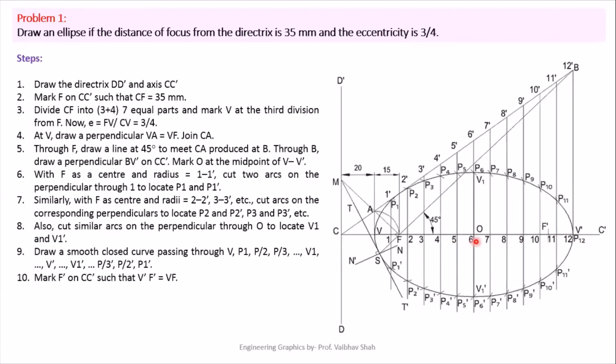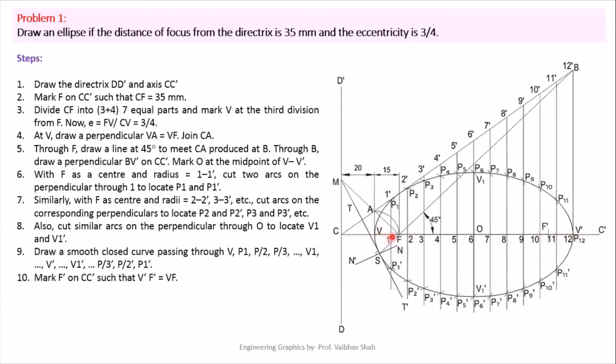After that, to find out the minor axis, we will be finding out the midpoint of this V and V dash. So this is a midpoint O. From O, draw one vertical line. Afterwards, you get your minor axis as V1 and V1 dash. So now we'll start the procedure. So we have to draw vertical lines from each and every point from 1, 2, 3, 4, 5, 6. Draw vertical lines from 7, 8, 9, 10, 11, and 12 is itself a vertex point. So we need not draw a vertical line.